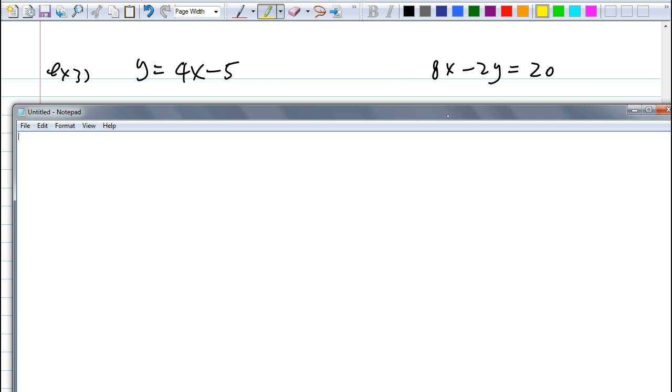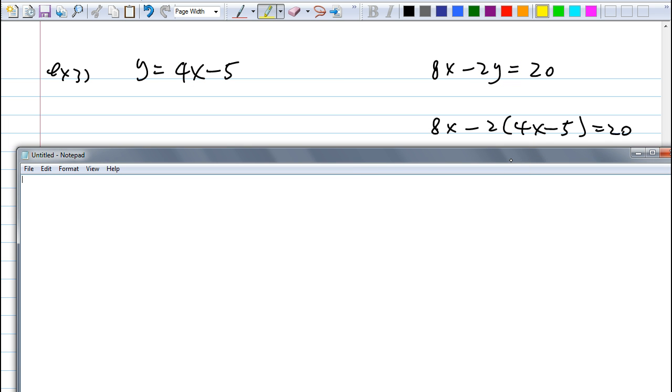Let's take a look at this problem. This is kind of interesting. Did you all plug y in place where the y is on the second one? Yes. So did you all get 8x minus 2 times in parentheses? How many people use parentheses? Okay, please do, because if you don't, you may make silly mistakes. 4x minus 5 equals 20. Now, what do I distribute? Negative 2 or 2? Negative 2, right?